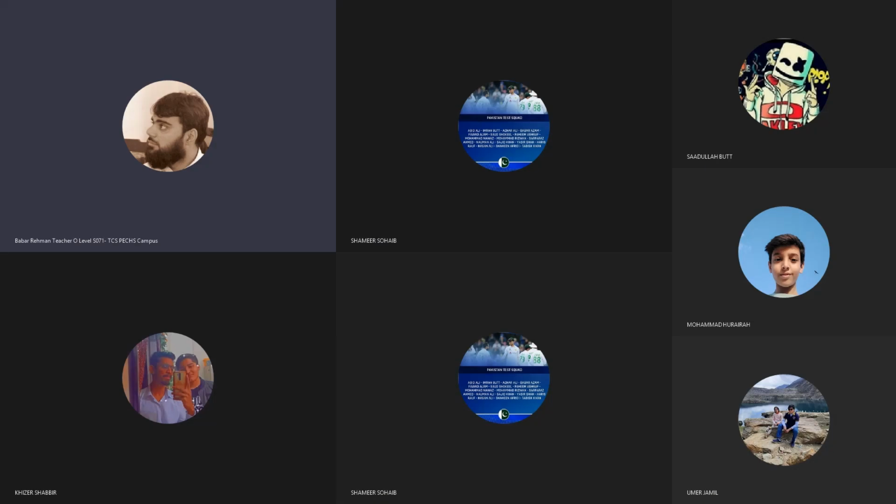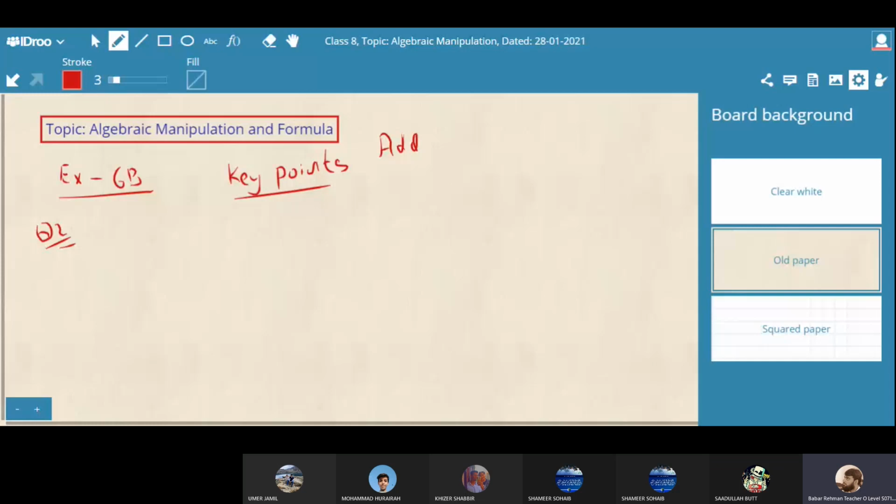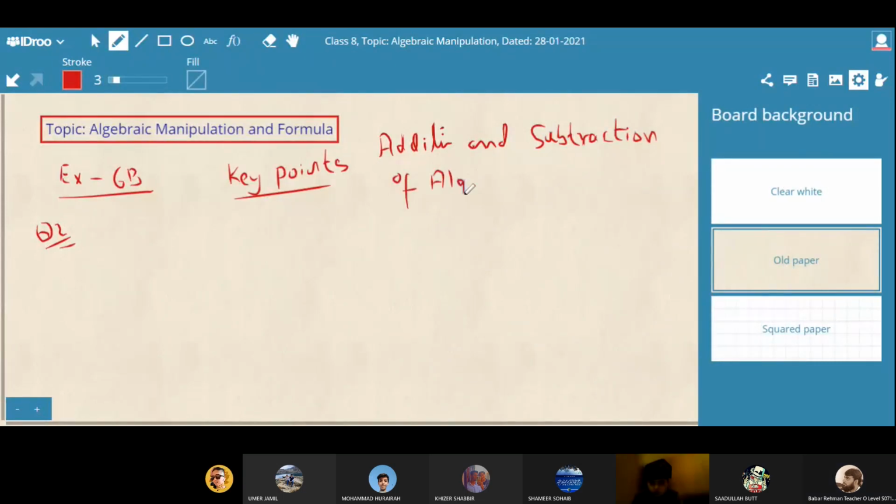Addition and subtraction of algebraic fractions, and it also involves different kinds of denominators. So I'm writing over here: addition and subtraction of algebraic fractions. The main key point that we are studying today is the denominator, because we now play with the denominator.